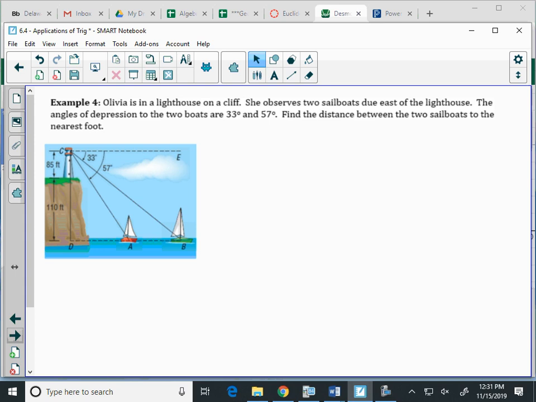So I notice in my diagram I have 2 triangles. I have this purple one and this green one.